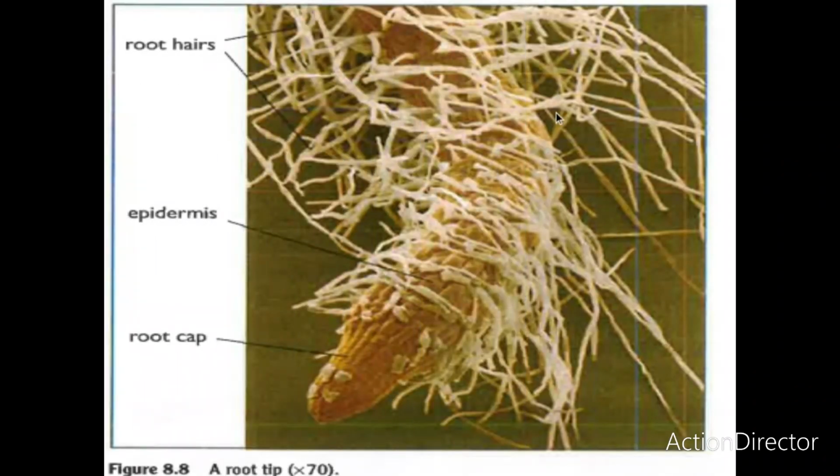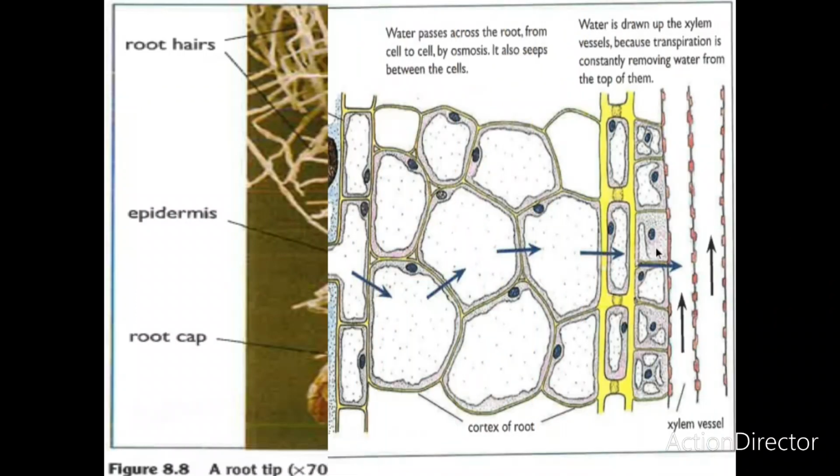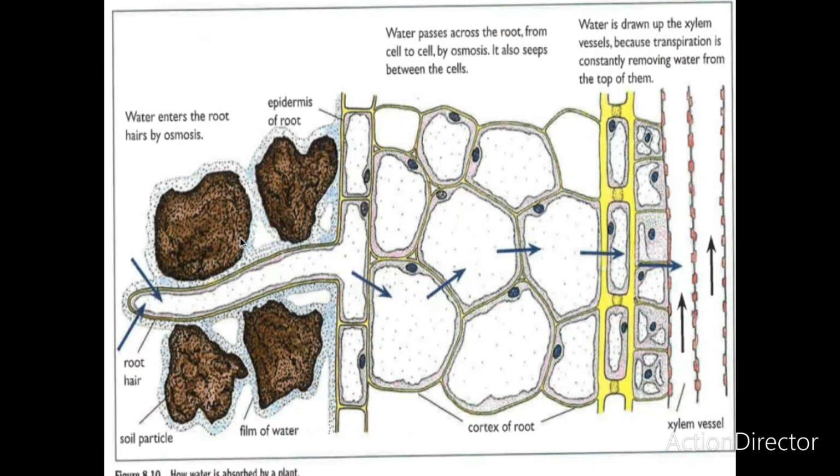This diagram shows us a root tip. These are the root hairs, this is the epidermis, and this is the root cap. The root cap protects the tip of the root as the root grows into the soil. And this diagram illustrates what I was trying to explain.